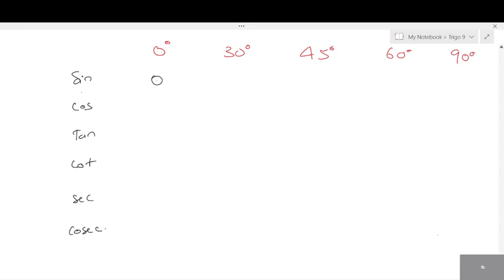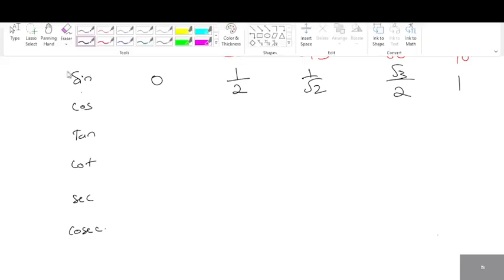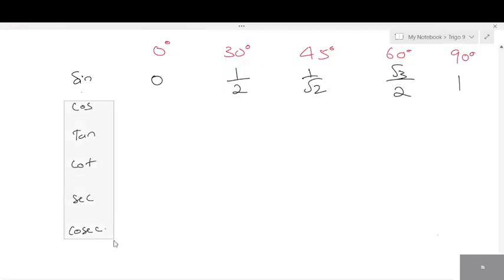0, 1 by 2, 1 by root 2, root 3 by 2 and? Okay, 0, 1 by 2, 1 by root 2, root 3 by 2 and 1. Right?